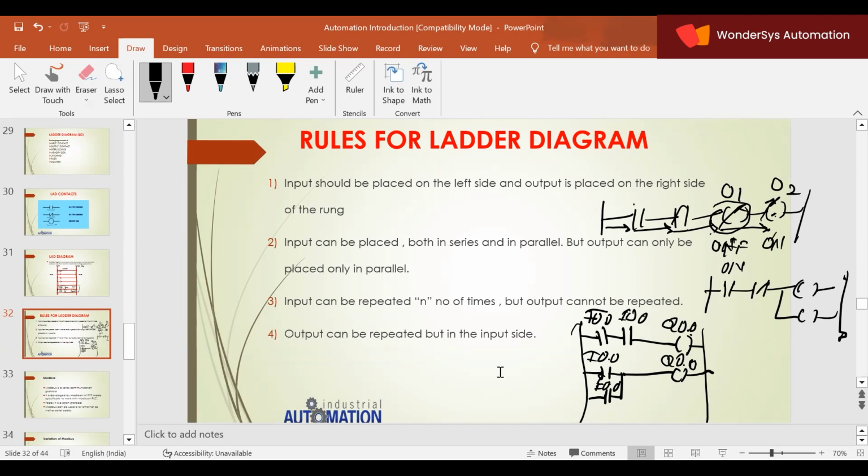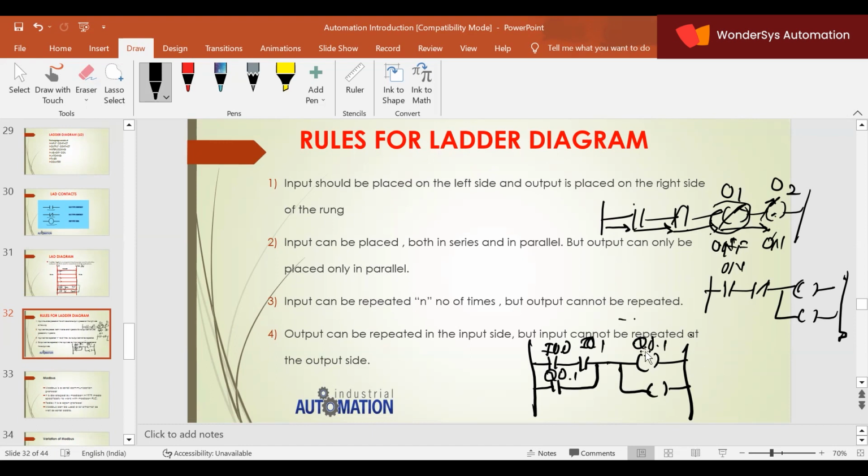Yes, ma'am. Now, the fourth condition says that the output address can be repeated on the input side. Whatever this coil is storing, I can use that memory condition on the input side. I can mention the output address at the input side, but I cannot mention the input address at the output side. So I have to use only output addresses at the output side. Understood?